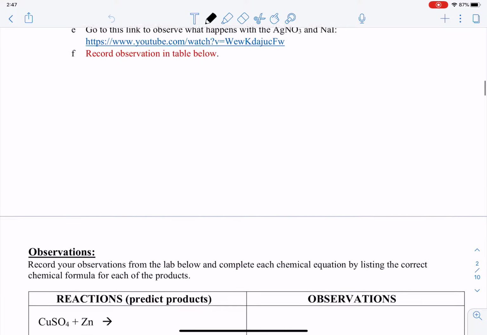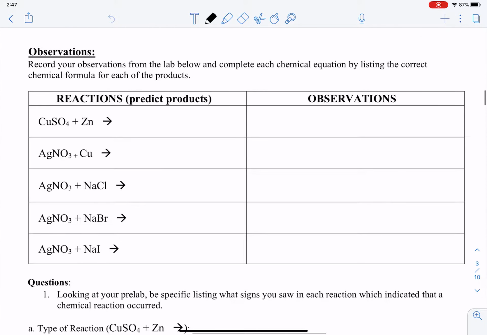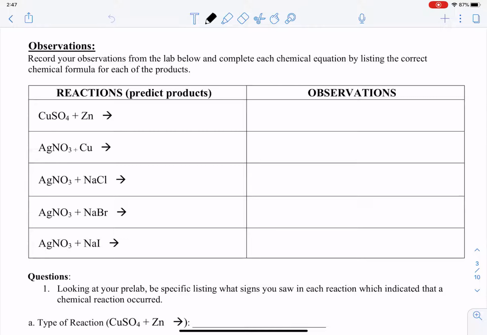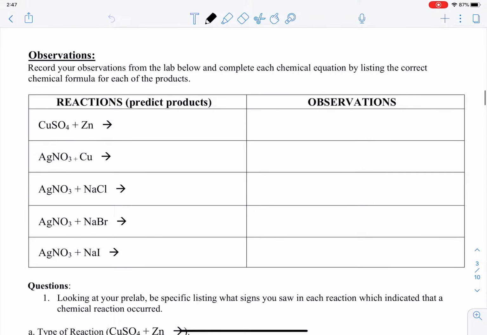What I do want to go over in this video are some of the maybe more difficult sections of this lab. So the first one is this third page. We have to record your observations from the lab below and complete each chemical equation by listing the correct chemical formula for each of the products. So this handout is dealing specifically with single replacement reactions and double replacement reactions. If you need a review of those, I would go to the previous week.